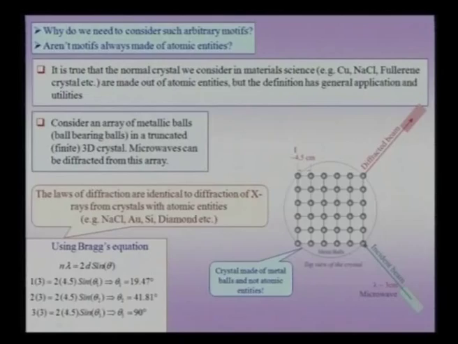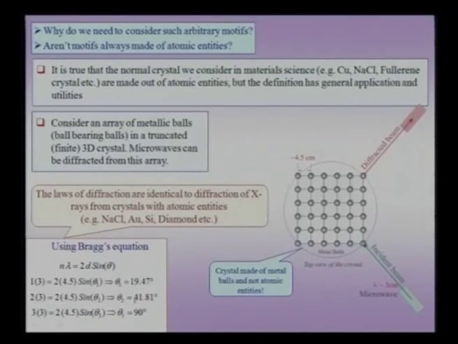Whenever we do Bragg diffraction, for instance, the wavelength of X-rays is very similar to the lattice parameter spacing of the atomic crystals, for instance sodium chloride, from which Bragg did his original experiment. So this crystal is now made of metal balls and not of atomic entities, and I can use my Bragg's equation, which is n lambda equal to 2d sin theta, and I can obtain various peaks at various positions, for instance at 19.47 degrees, 41.81 degrees and 90 degrees.